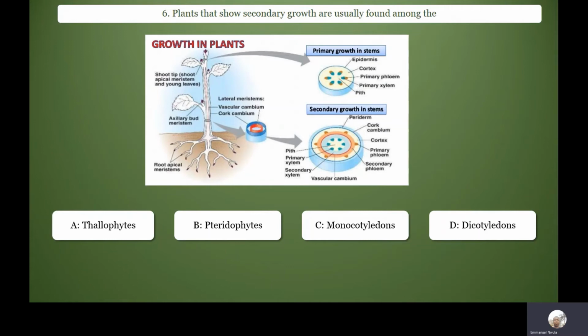For primary growth, it has to do with the elongation of the shoot, vertical growth, elongation of the shoot and the root. So that's vertical growth, that's primary growth. It has to do with the apical meristems. But for secondary growth, it has to do with lateral meristem. That is the vascular cambium and the cork cambium.